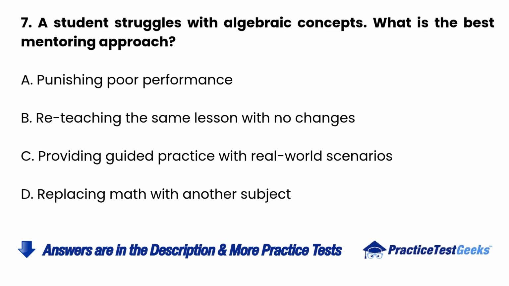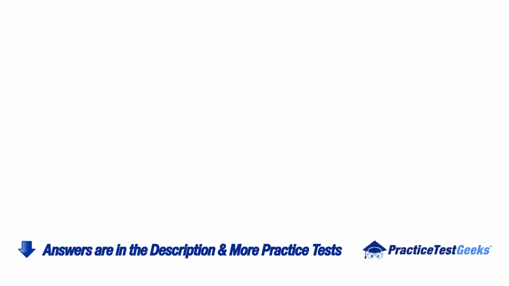7. A student struggles with algebraic concepts. What is the best mentoring approach? A. Punishing poor performance. B. Reteaching the same lesson with no changes. C. Providing guided practice with real-world scenarios. D. Replacing math with another subject.